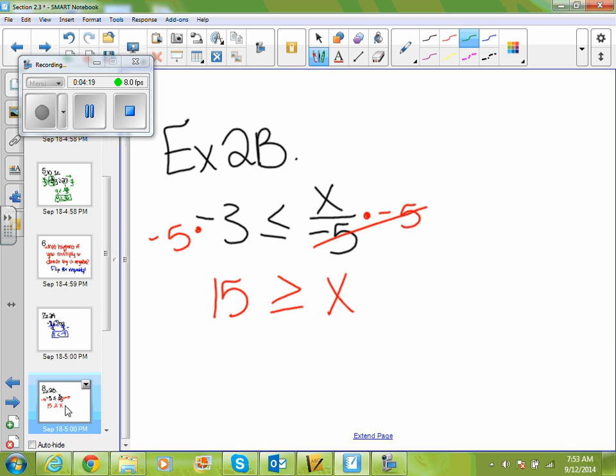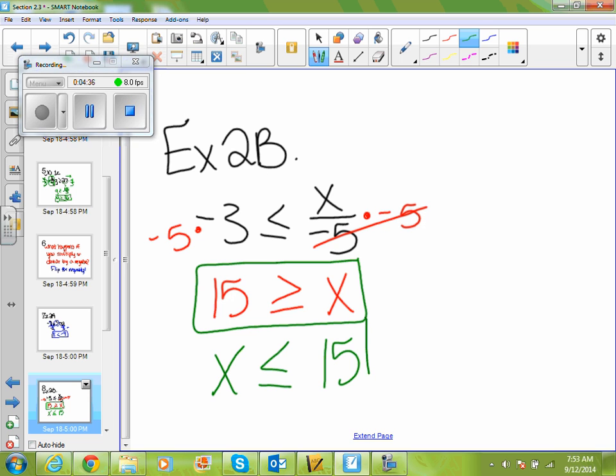But remember I told you we should always try to get our variables on the left. So although this is a correct answer, we need to flip it again so the x is on the left. So then we get x, flip our inequality, is less than or equal to 15. Okay, so always try to get your variable on the left.